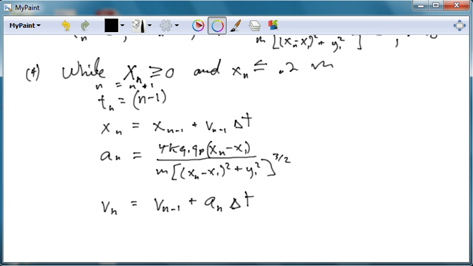And so do all this. Notice this is where X keeps changing. So if, for instance, the previous V is always positive, then X is just going to be getting bigger and bigger, and eventually it'll be greater than 0.2 meters, and that'll stop our while loop.